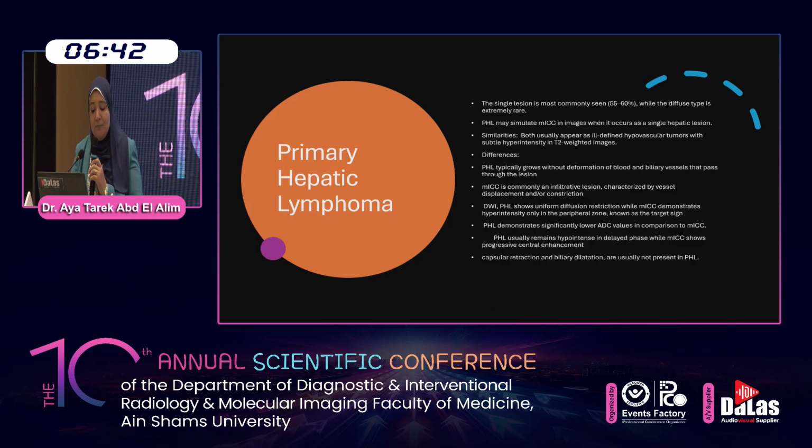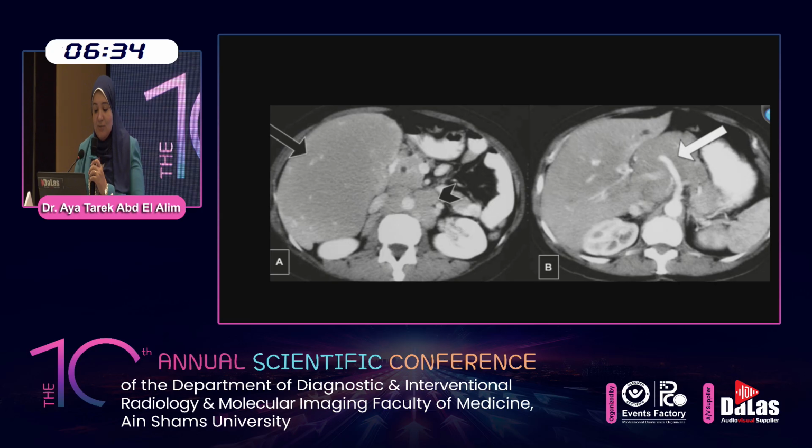Primary hepatic lymphoma, it's not common, but we can have clues as there are lymph nodes beside it. The diffusion restriction is very bright. It encases the vessels, as we can see. All this is hypodense lesion. We can see the encasement of the celiac trunk.